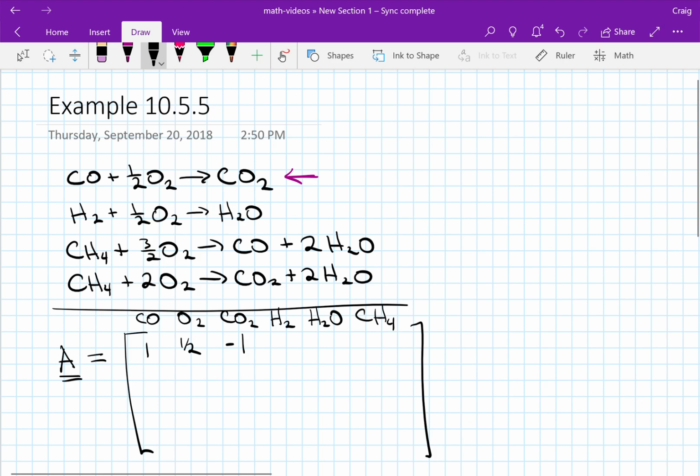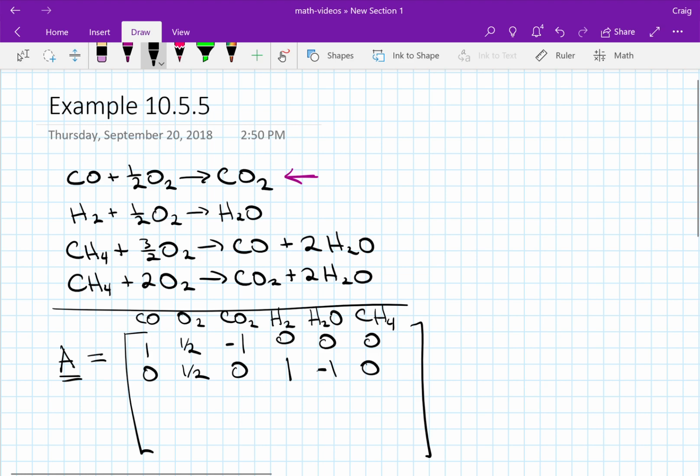And so I can look at the second reaction. None of the other molecules participate in the first reaction. In the second reaction, the hydrogen and oxygen are going to come in with plus signs. So here's my hydrogen, I get a +1. My oxygen, I get a +1/2. And then the water is a product, so it gets a -1. None of the other guys participate.